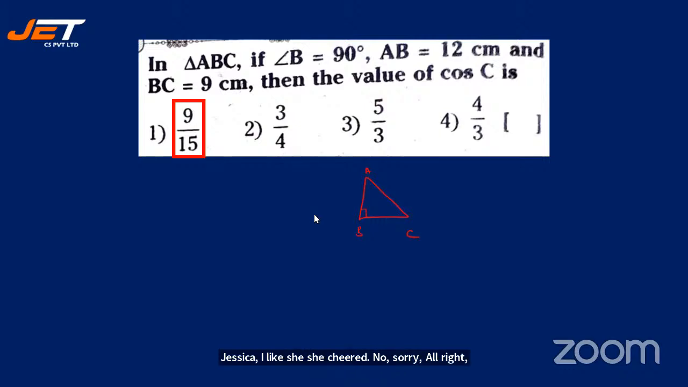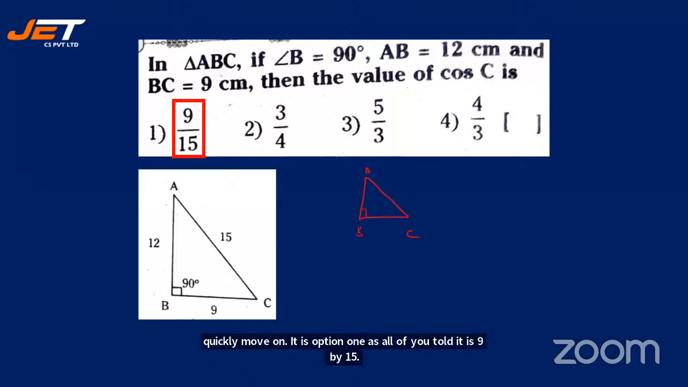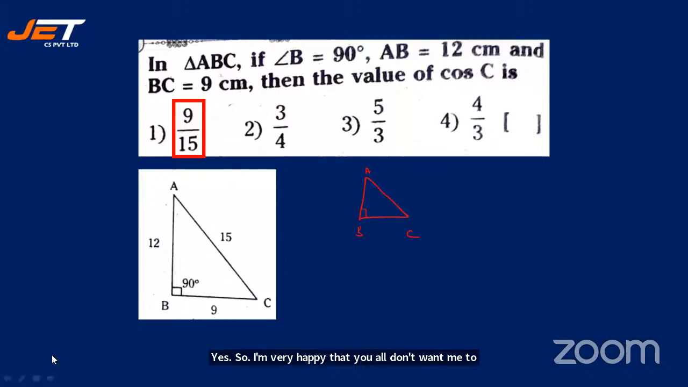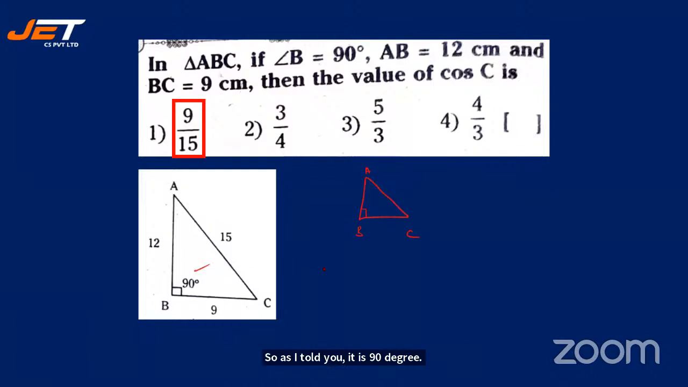Let's quickly move on. It is option 1. As all of you told, it is 9 by 15. Yes. So I'm very happy that you're giving me the answers before I work it out. As I told you, this is 90 degree, and your hypotenuse, which is the longest one, is 15.